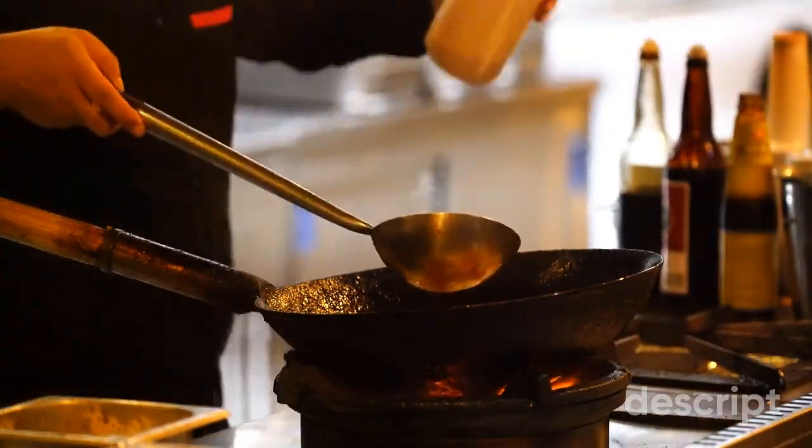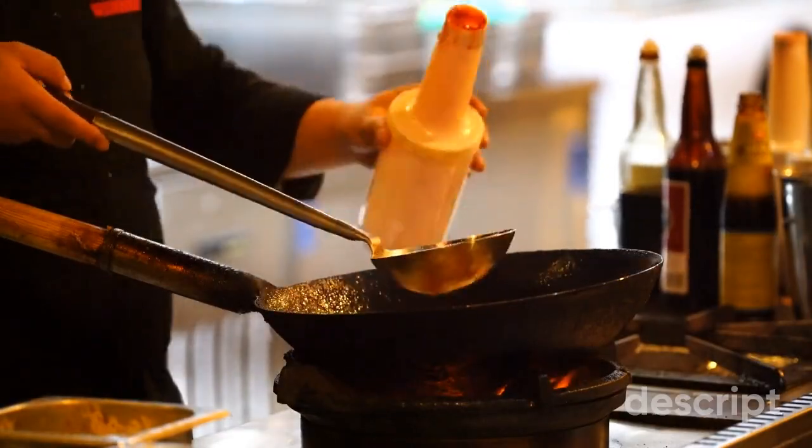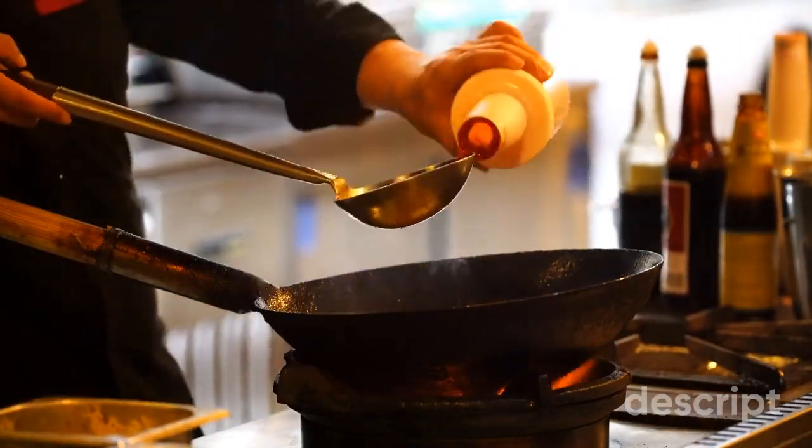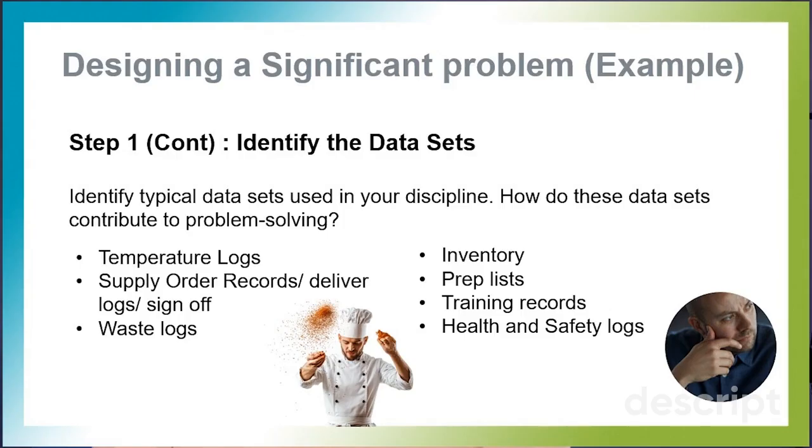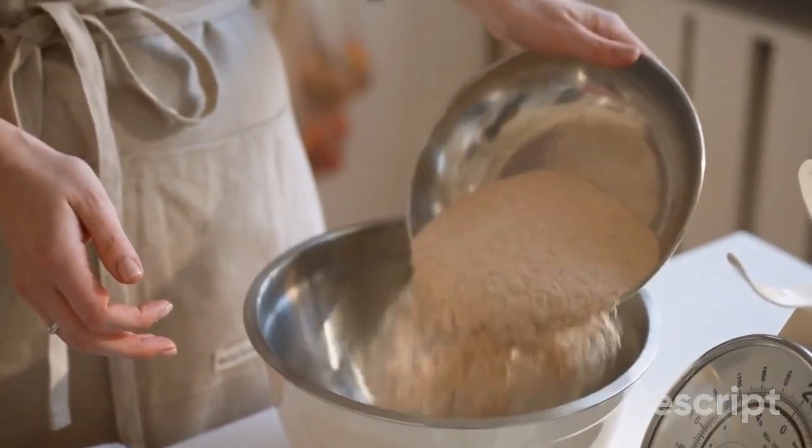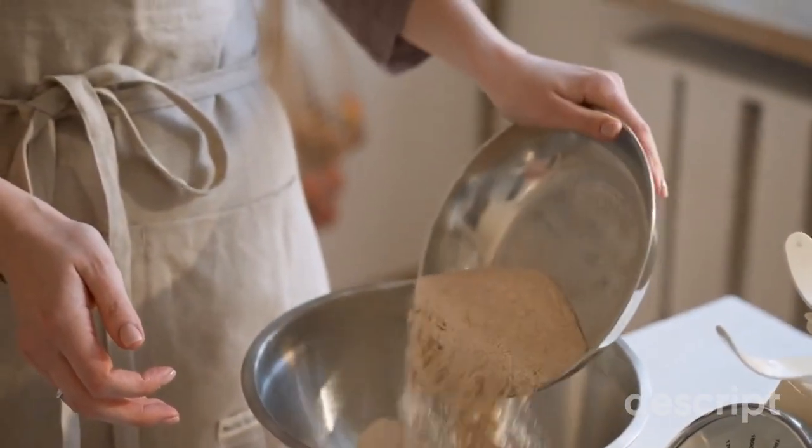A little bit of a long learning outcome, but the common problem in the food business is managing food cost and waste in the kitchen. So carrying on with step number 1, identify typical data sets that experts in your discipline use to solve these problems, and how do these data sets contribute to problem solving? For menu management, we could use data sets such as temperature logs, supply order records, waste logs, inventory, prep lists, training records. All of these could help you solve this wicked problem of food cost in a kitchen.